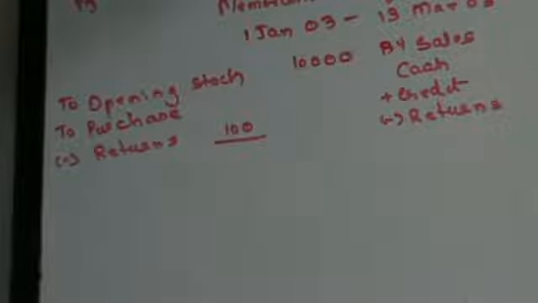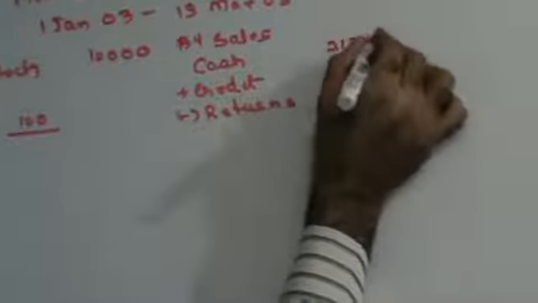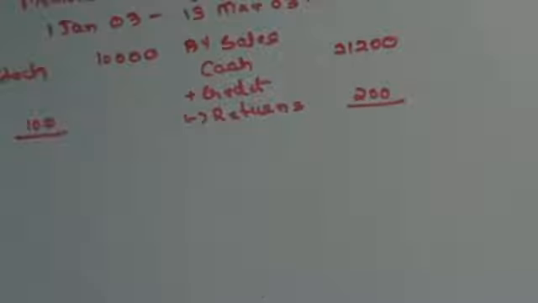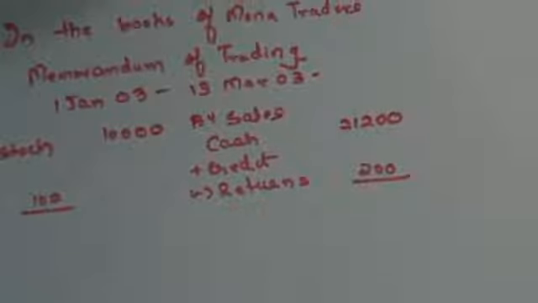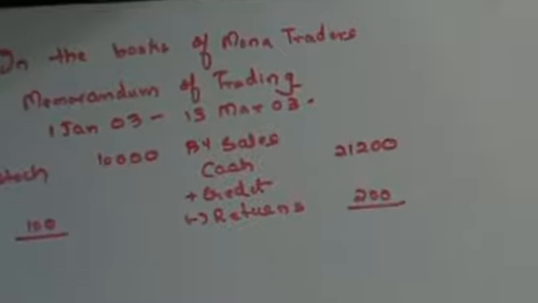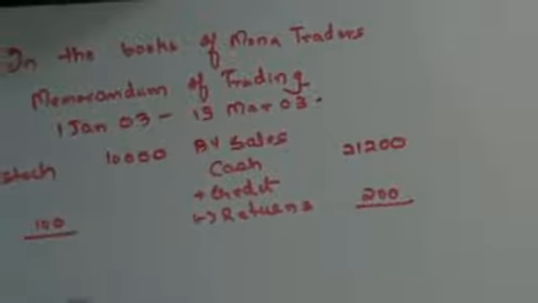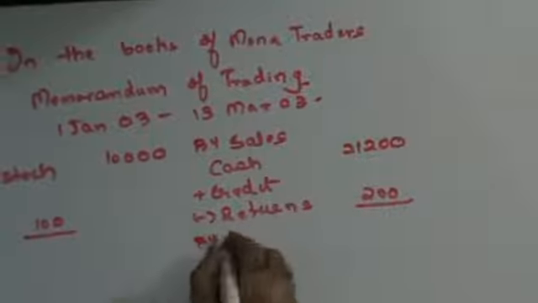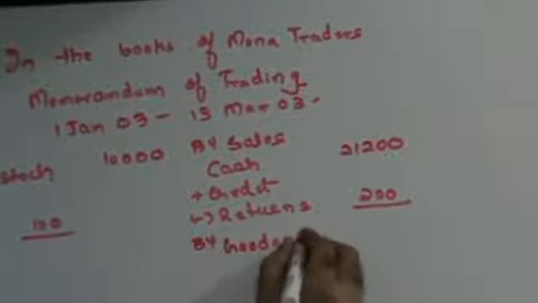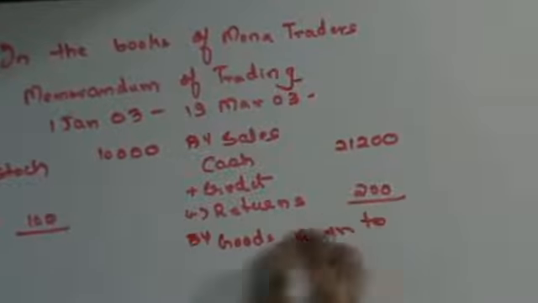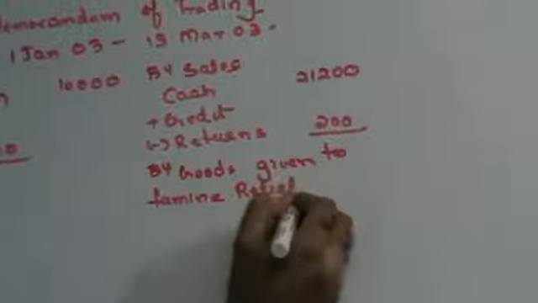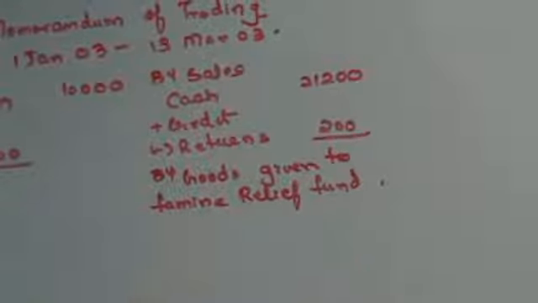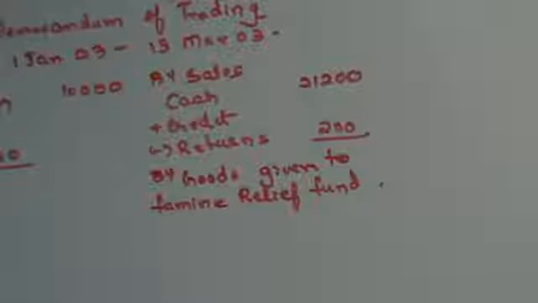Cash sales is given to you as 21,200. Goods given to famine relief funds at cost. Debit what comes in, credit what goes out. By goods given to famine relief fund. Goods given to famine relief fund, they are saying is 500.